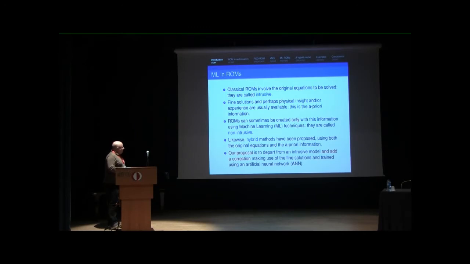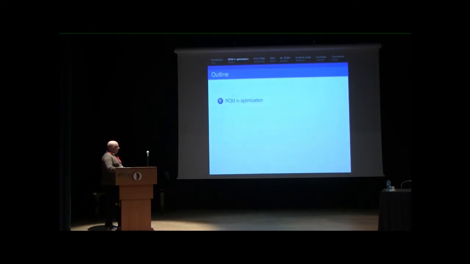I will talk about a couple of hybrid methods, but I will also talk in this section about our proposal, which is a hybrid, an intrusive model, corrected with a term that uses a neural network to create that correction. Okay? And that uses the a priori information that I mentioned before to correct the original intrusive model.